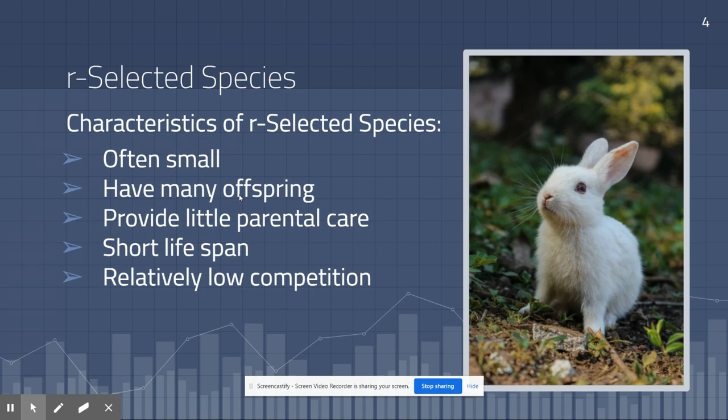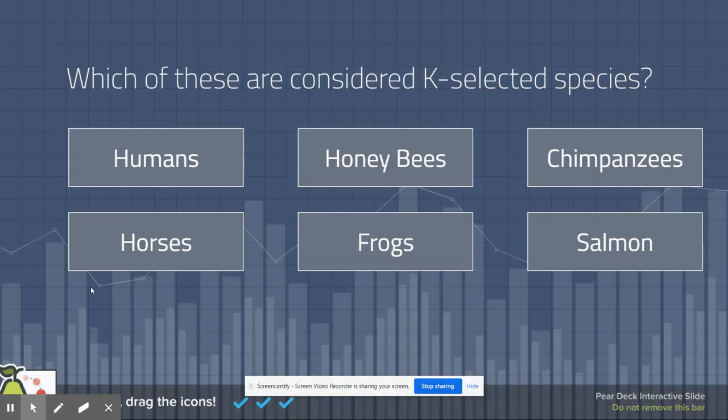Some other examples of R-selected species would be lots of varieties of fish where they're laying many eggs at a time. They're not caring for their young necessarily, but it's kind of like those that hatch and live, and those that don't. So they're not providing a whole lot of care to ensure that those offspring are successful. So looking at the image here, we want to identify which three of these would be considered a K-selected species. Take a moment, try to respond to the question.